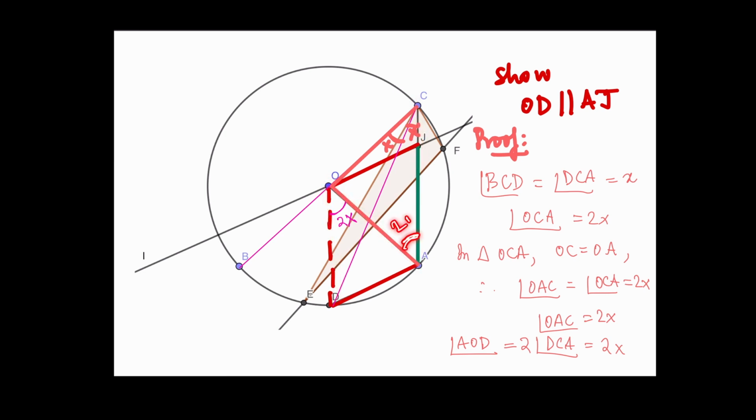Which means that these two lines are parallel. It's been given that these two are parallel, so in fact it's a parallelogram. So JA is equal to OD, but OD is the radius of the circle, so JA is the radius. Indeed, therefore J is the incenter of triangle CEF. Awesome, right? Bye.